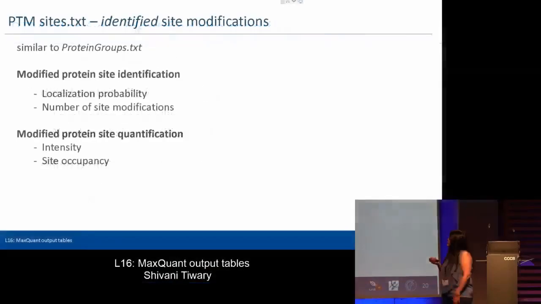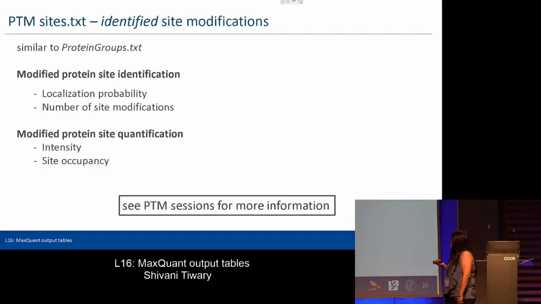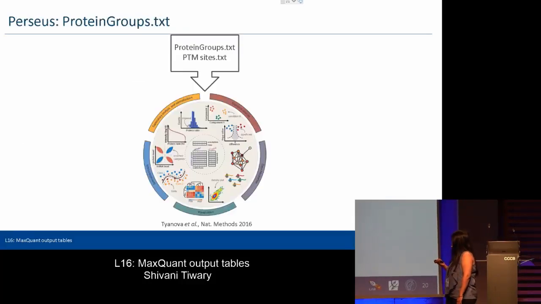And up next is the PTM sites text. This is similar to the protein groups text. And here you have information about modified protein sites. So you get the localization probability and the number of site modifications. You also get your intensities and site occupancy. And this will be discussed in detail in the PTM session, so you will get more information about this later.